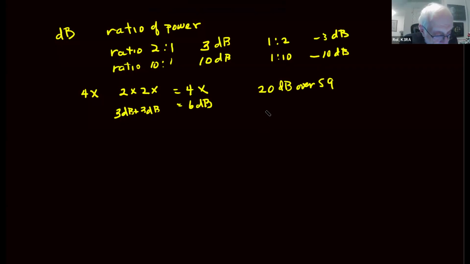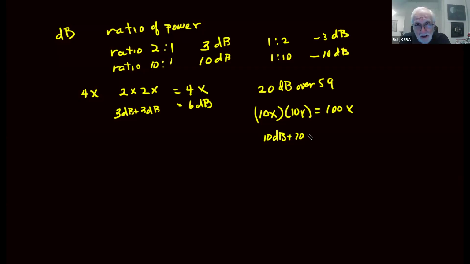20 dB greater than S9. What does that mean? Well, 10 dB is 10 times, so 20 dB is 100 times. 10 times 10 equals 100 times, and that's the same as 10 dB plus 10 dB. That's not 70, that's 10. Equals 20 dB. So 20 dB is 100 times. That's the question G4D05.